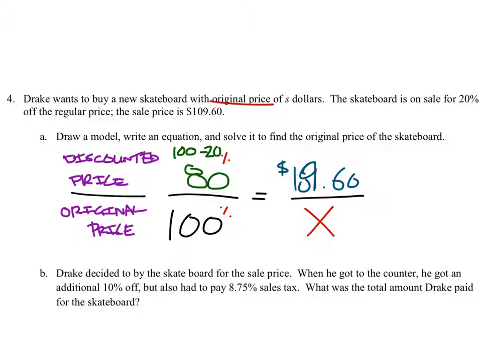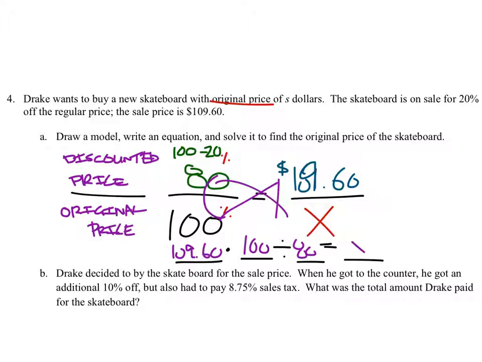Alright, we're not finished with this, by the way. We still need to solve it. So we got 4 values, 1, 2, 3, 4. Always multiply, divide, equals, if you'll use fish method. And we'll go up to the 109.60. Come down to the 100. Up to the 80. And this equals the x. Alright, so this ends up being $137. Even. Bam.